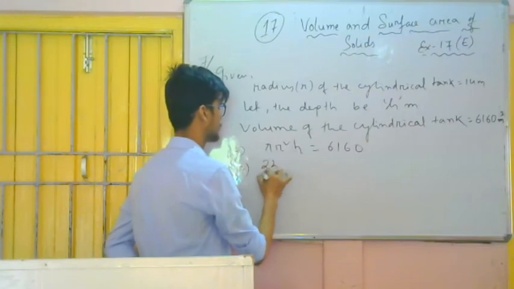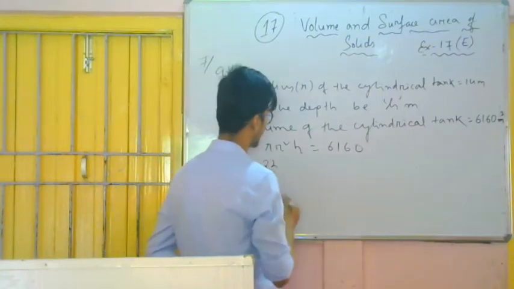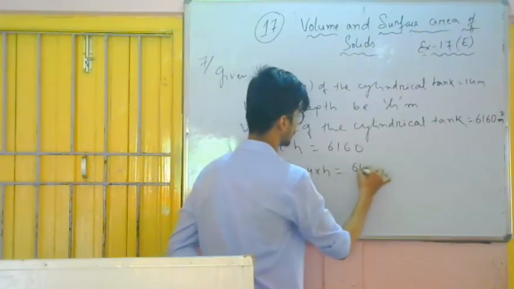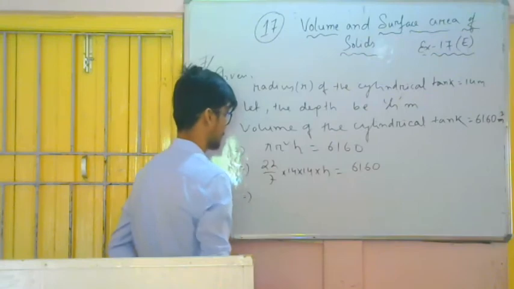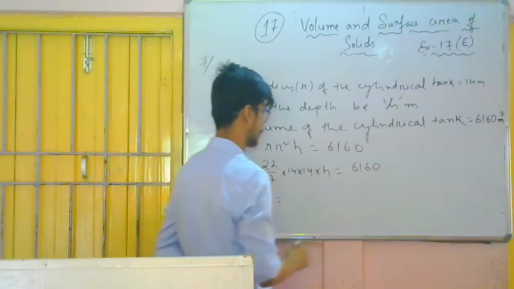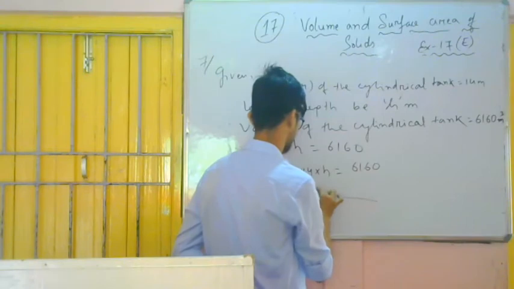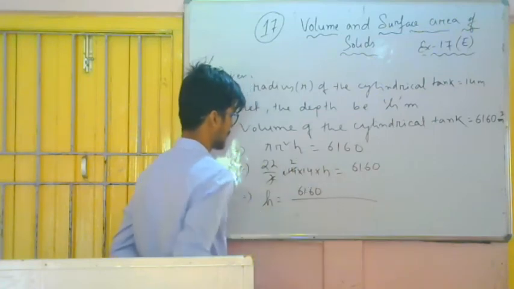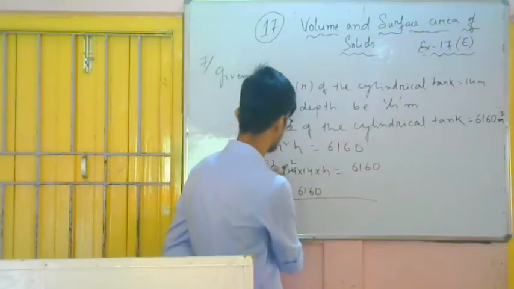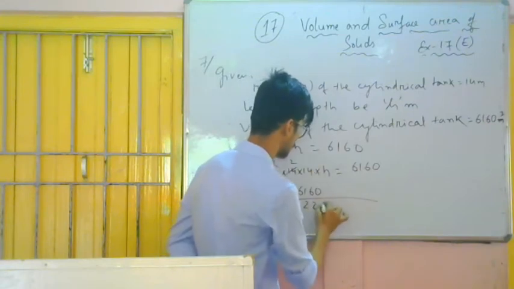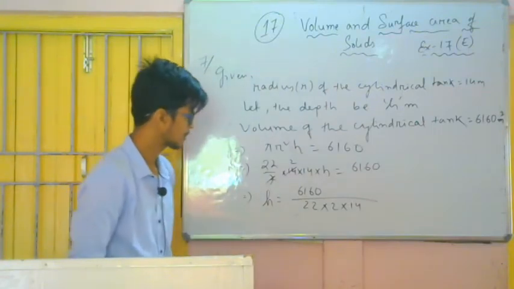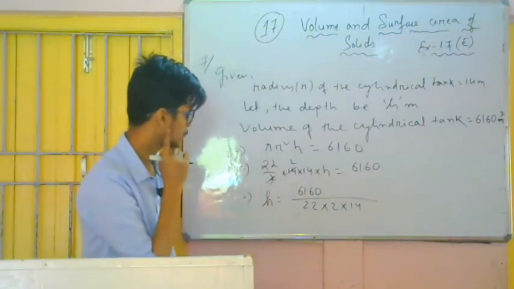Pi we know it is 22 by 7. Radius is given 14. So 14 into 14, and height we don't know, 6160. So height will be equal to 6160 into, yes, with 7 I can cancel this one. 7 2s are 14, so no need to write anything here. So here left 22 into 2 into 14.